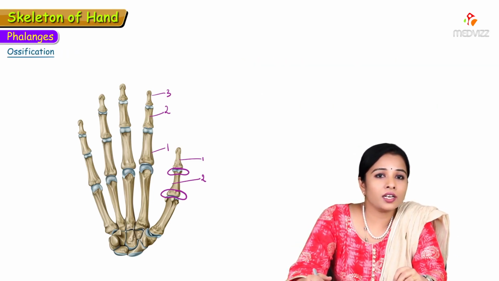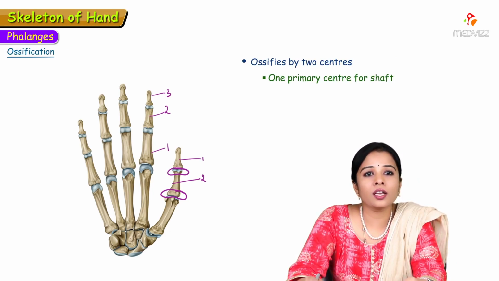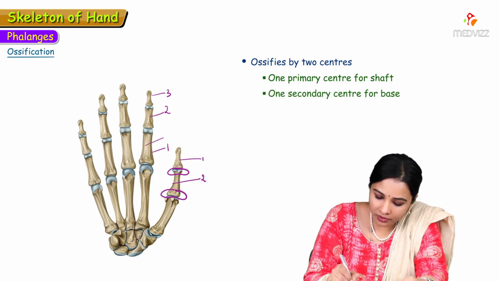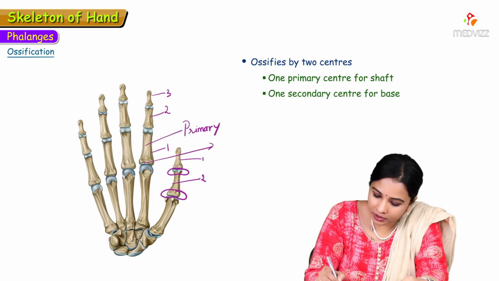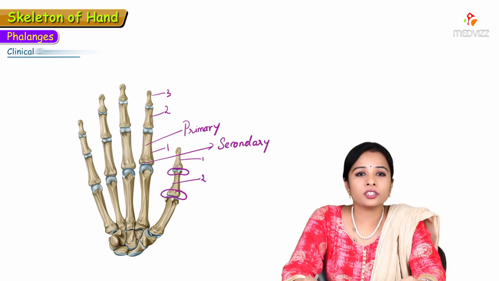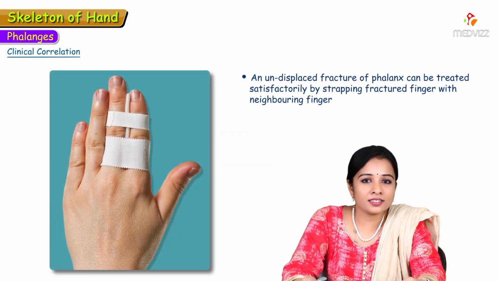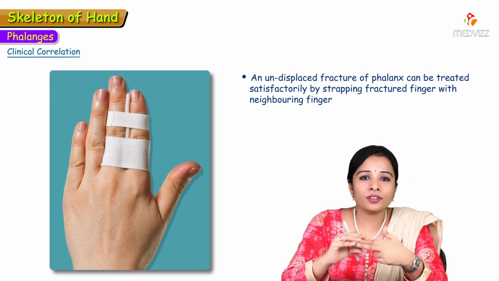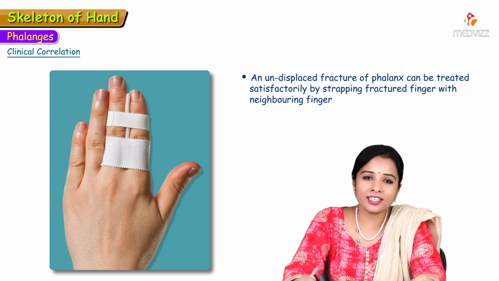Ossification: each phalanx ossifies by two centers, one primary center for the shaft and the other secondary center for the base. Clinical correlations: an undisplaced fracture of a phalanx can be treated satisfactorily by strapping the fractured finger with the neighboring finger. So this completes the osteology of the skeleton of the hand.